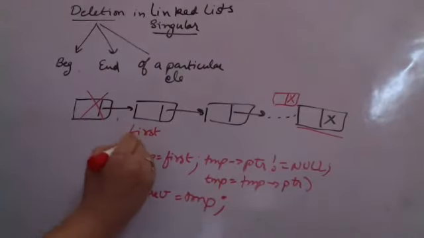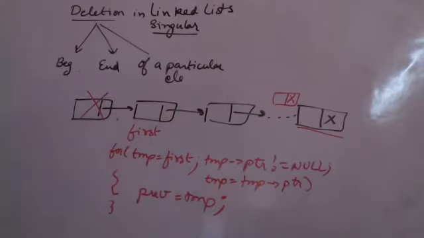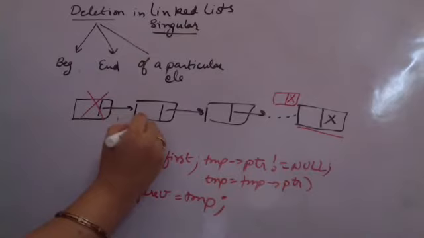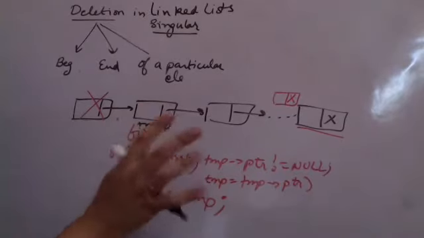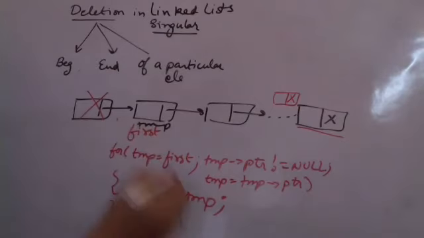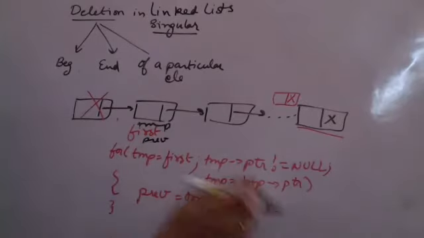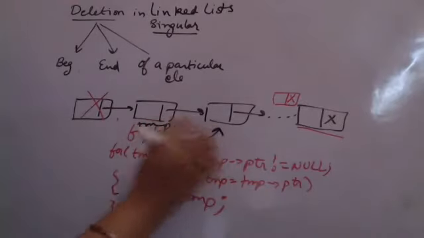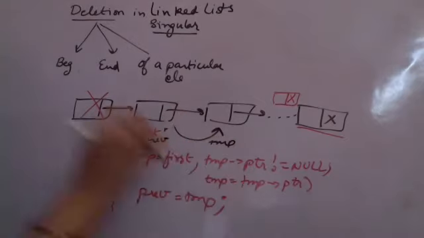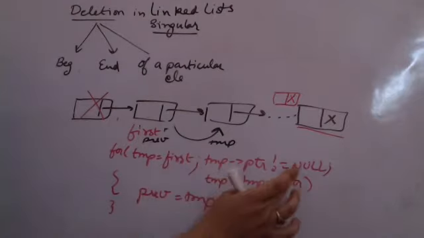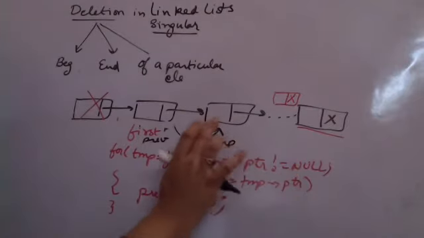Temp is equal to first, so temp is the same as first. Temp pointer is not null, the condition is true, so previous also is equal to temp, right? Now it goes temp is equal to temp pointer. So temp goes to temp's pointer. This becomes temp. Previous is still here, right? Temp pointer is not equal to null, so it comes into the loop.